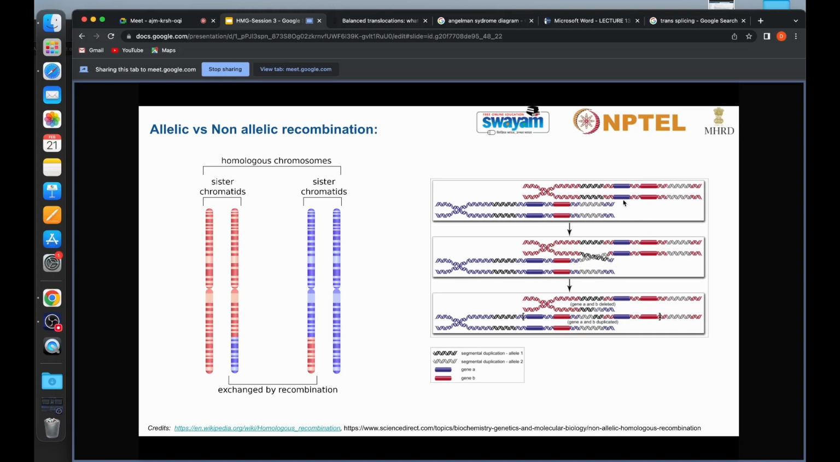so genes A and B got deleted from here, and they were passed on to the sister chromatid of this homologous chromosome. So there is duplication of genes A and B in one of the homologous chromosomes, whereas genes A and B were deleted from the other homologous chromosome. These are the consequences of non-allelic recombination that further lead to certain disease scenarios.